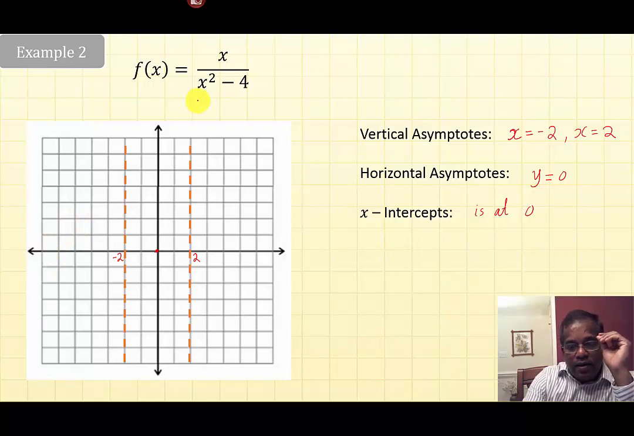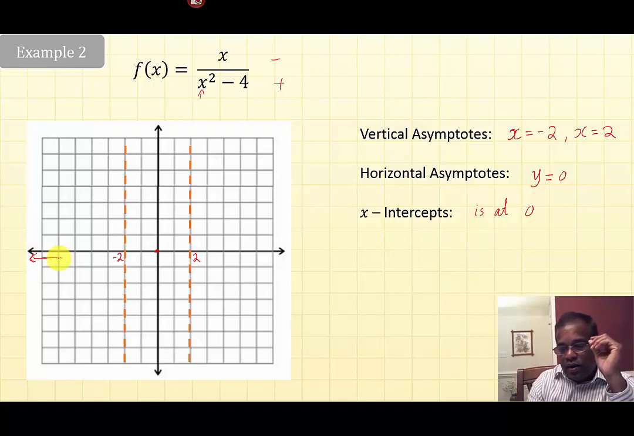Now when x is a big negative number, x squared is still a positive number, and that minus 4 is a positive number. So the bottom part is a positive number. But when x goes to a big negative number, the numerator is a negative number. So overall, this is a negative number. So that's what we get. It approaches 0 from below the x-axis.